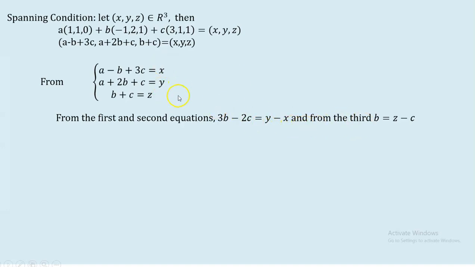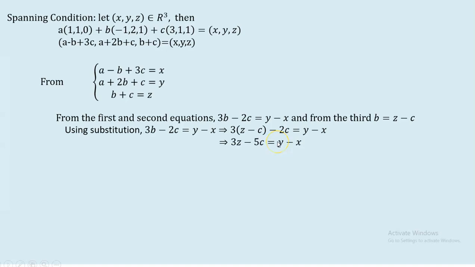And from the third we have b is z minus c, right? So what comes next is, look, we have 3b minus 2c equal to y minus x, but we know what b is, it is z minus c, so we can substitute that b here. 3(z minus c) minus 2c equals y minus x. So from this we can have 3z minus 5c, because minus 3c minus 2c makes minus 5c, equals y minus x.